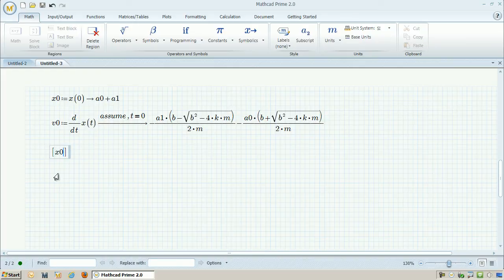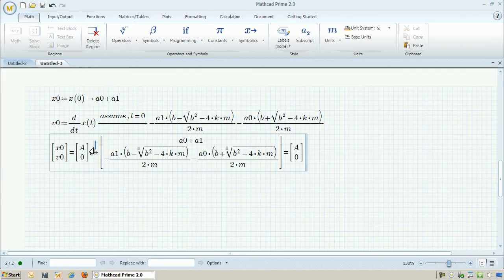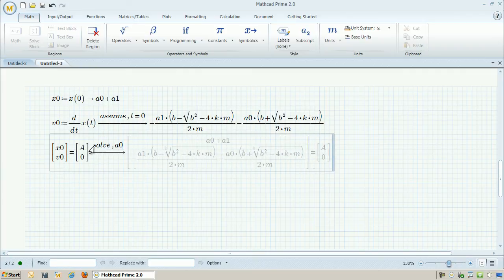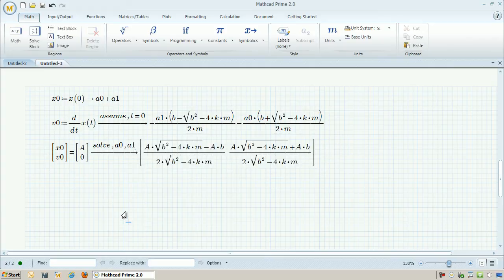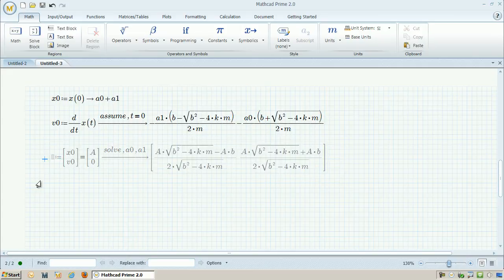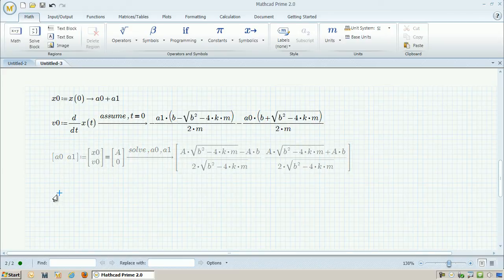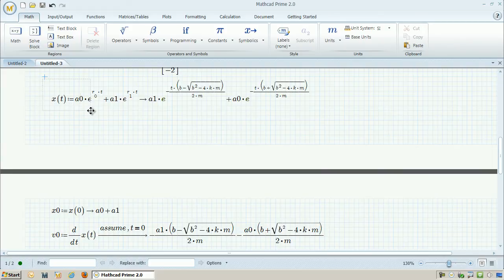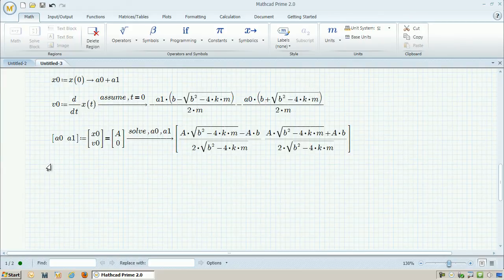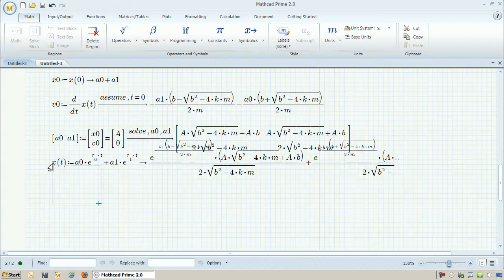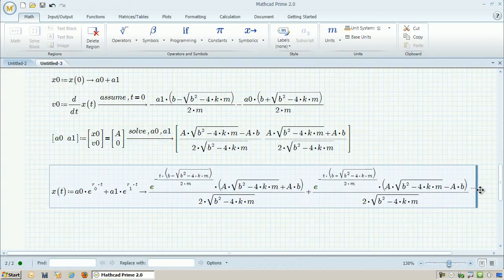Now what I can do is set x0 and v0, the initial position and velocity, to some arbitrary values. So let's say, just like before, I want to set the initial position to a and set the initial velocity to 0. And now, given these conditions, I can solve for what a0 and a1 are. Once I have a0 and a1, I can plug this back into the original equation. So I can redefine what x is fully and symbolically. So this equation is going to look quite messy.